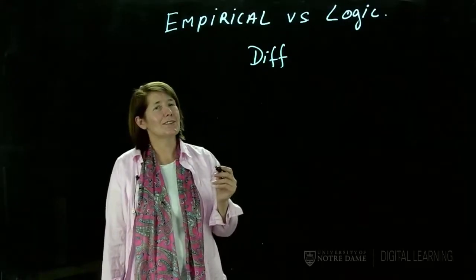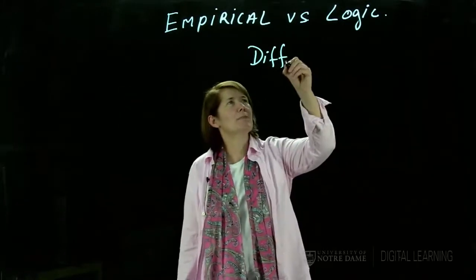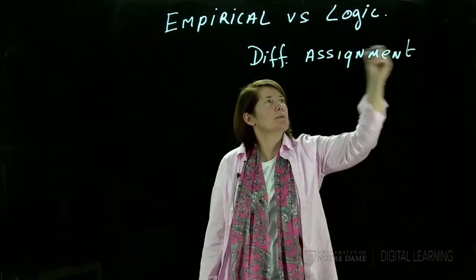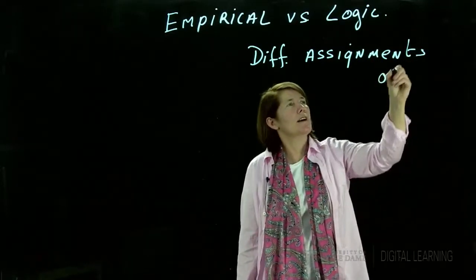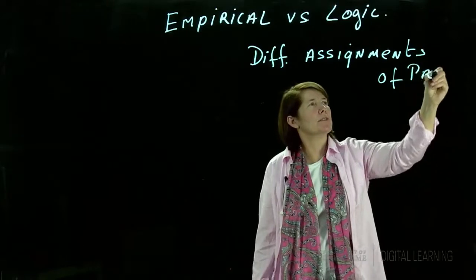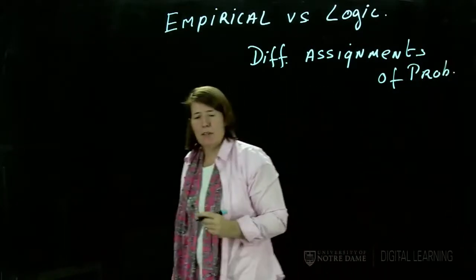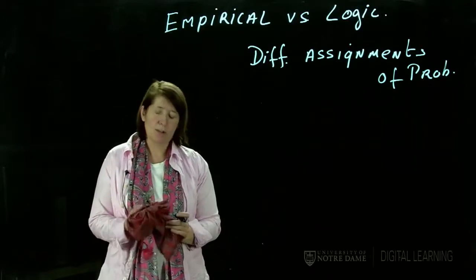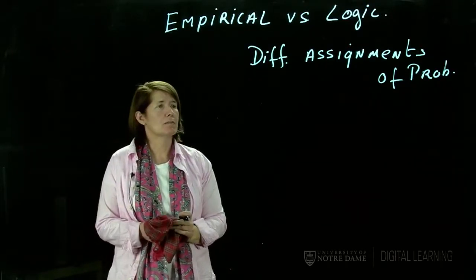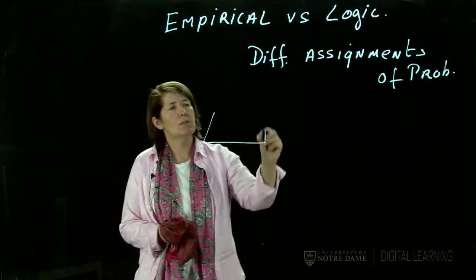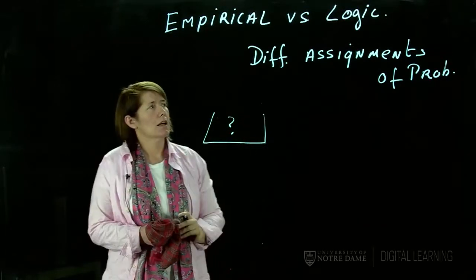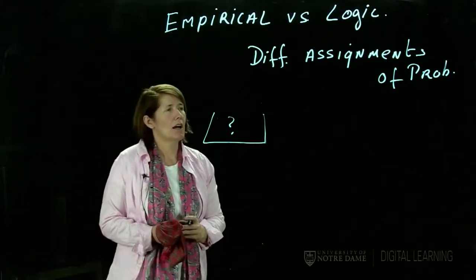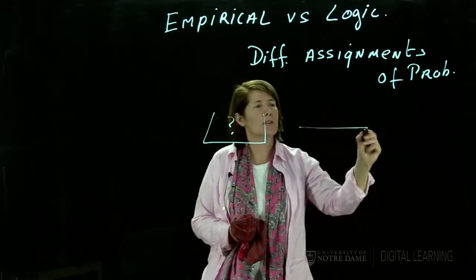Now the problem is that sometimes they give us different assignments of probabilities, or different probabilities for our outcomes in the sample space. Let's take a simple experiment. Here I have a bag with some red marbles and some white marbles. And we don't know what's in the bag. And let's make some empirical evidence and assign probabilities based on that evidence.